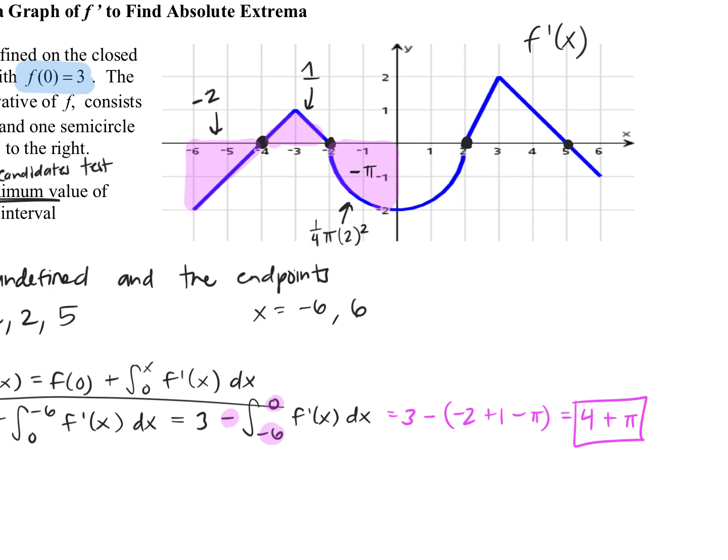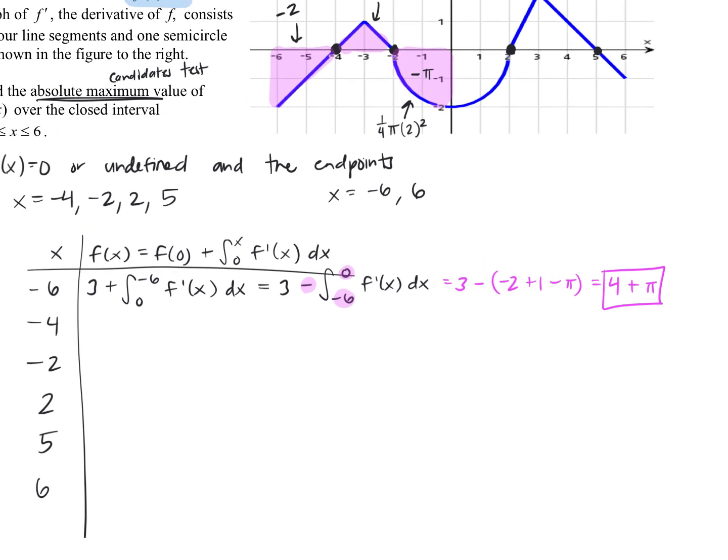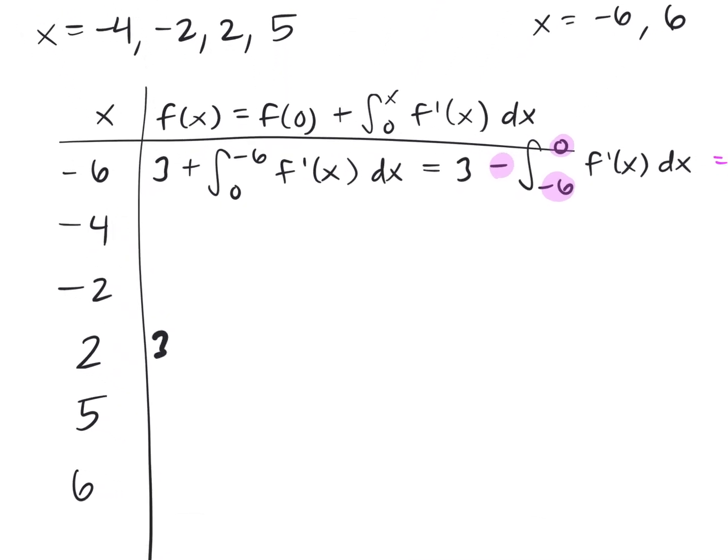Okay. Questions on how I got the -6 value for f of -6? Okay. Then I'm going to do f of 2 with you as well, and then I'm going to let you guys try out those other ones on your own with me walking around helping you guys if you need it. But if I did f of 2, I'm still going to have 3, but then I'm going to have from 0 to 2 of f prime of x dx. Okay, so 3 is going to stay there, and then let's go look at our graph.